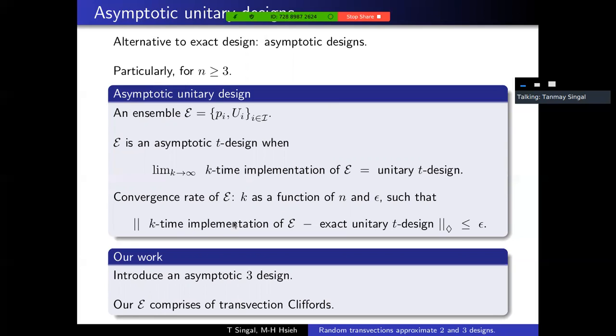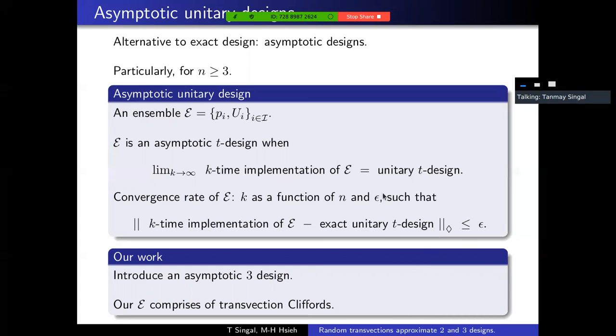When your ensemble epsilon is an asymptotic T design, then you are interested in its convergence rate. So what is the convergence rate? Well, you want to study this k as a function of n and some distance, such that the k-time implementation is that distance close to the exact unitary T design. The metric that is used is that of the diamond norm.